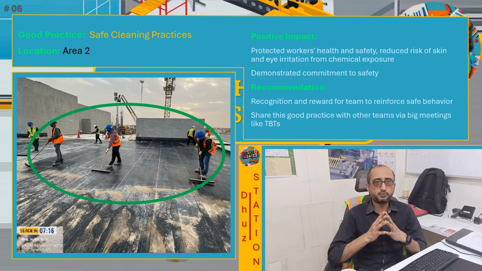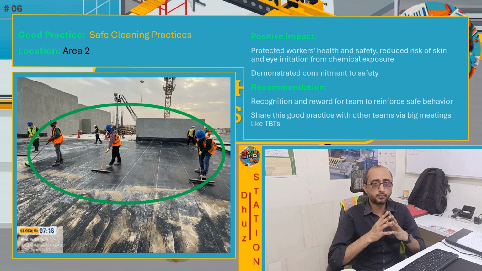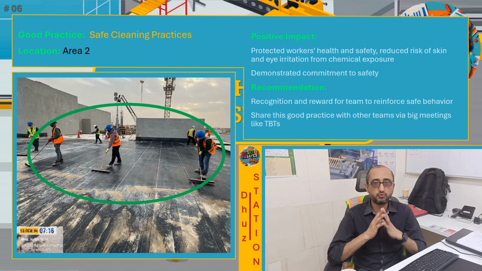This is a positive observation, good practice, labeled as safe cleaning practices. Our site team is cleaning the surface using all the appropriate and suitable PPEs. Positive impacts: first of all, worker protection, reduced risk of health issues and safety concerns due to the exposure to chemicals. Also, it demonstrates a commitment to health and safety. Recommendations: continue this good practice, reward and recognition for the involved team to provide motivational reinforcement of this good practice. Also, share this good practice with others in the activities.